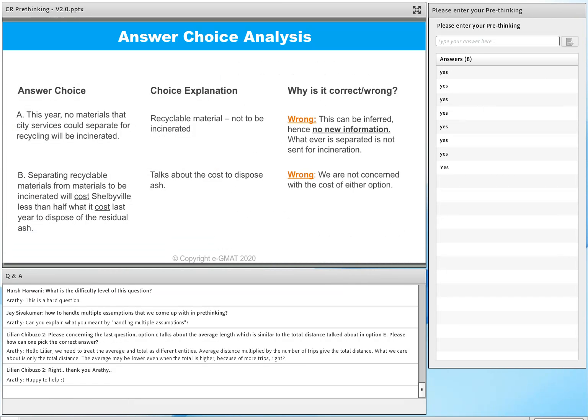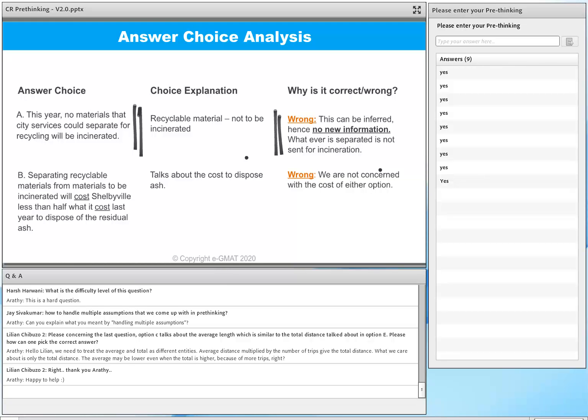Perfect. Let's look at choices. Choice says this year no material that city services separate for recycling will be incinerated. Now this is an example of one of the few questions where information that's given, that can be inferred from the argument, is there in the answer choices. It's a must be true statement. Yes, if you incinerate stuff that you're going to recycle, the entire argument falls apart. But you already know you're not going to do that because your argument tells that, which means this provides no new information. Okay, the argument tells you whatever is going to be incinerated is not going to be recycled.